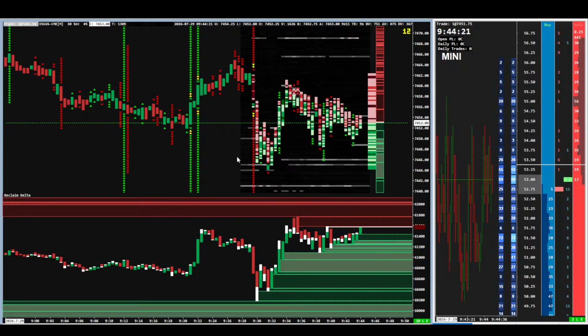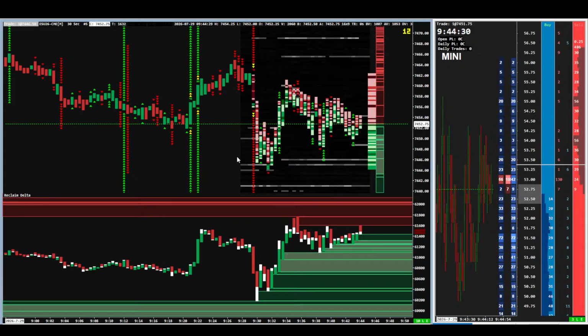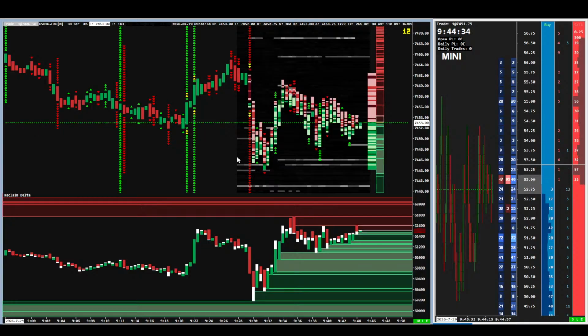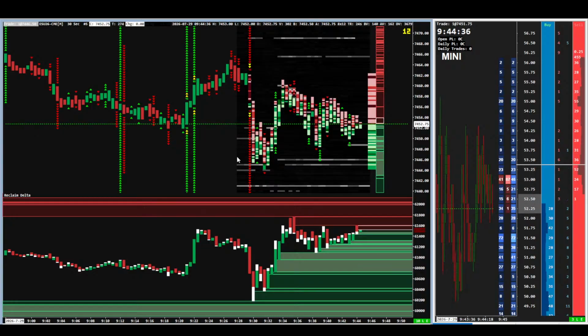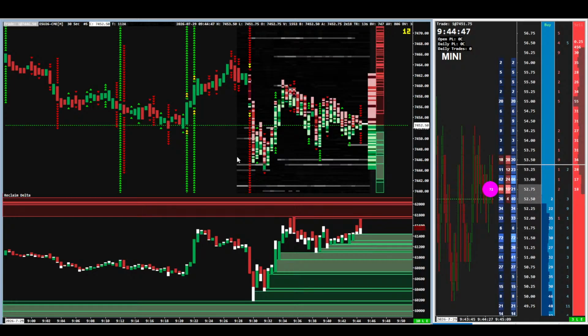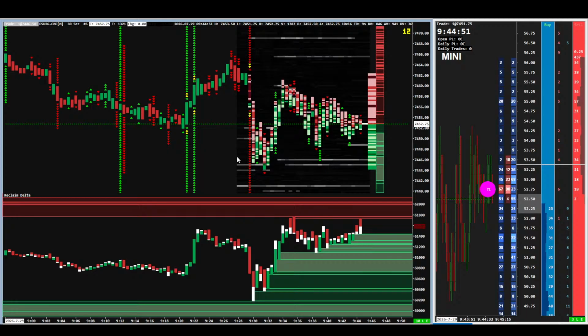There's days where you'll see them spoofing it heavy one direction. If it's light green, they're pulling offers. Some selling came in there, but it didn't push it any lower. Yeah, this is tight right dead center now.